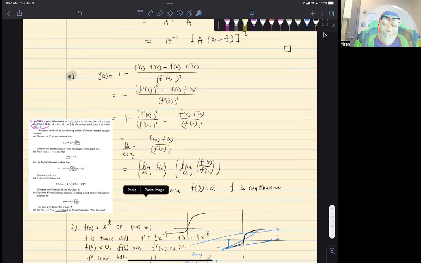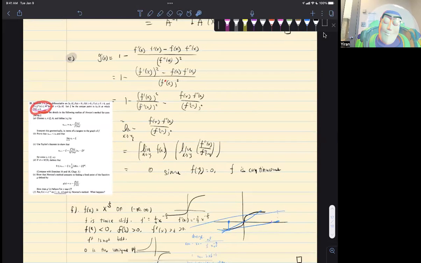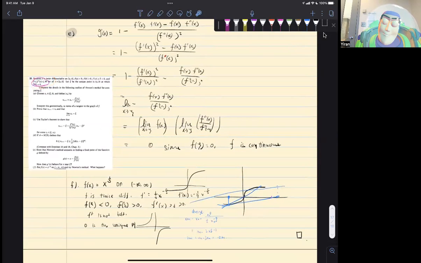And then for part f, notice that for this function, it actually doesn't satisfy the conditions of our problem. Why? Because the second derivative should be strictly larger than 0, but on 0 to positive infinity, the second derivative actually is less than 0. Therefore, when you try to use the approximation method, you are not only oscillating, but you're far, far away from the 0 point.